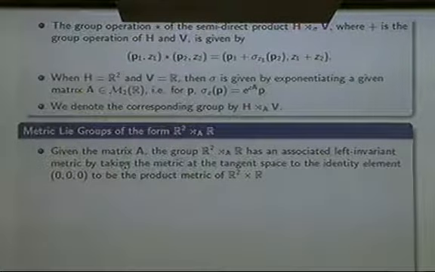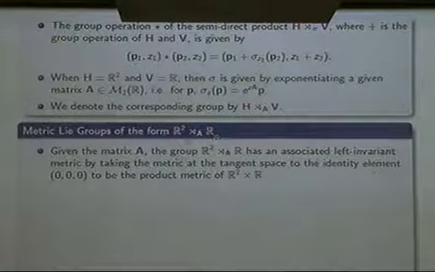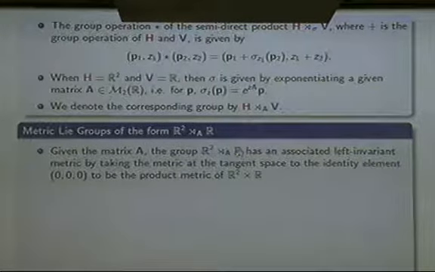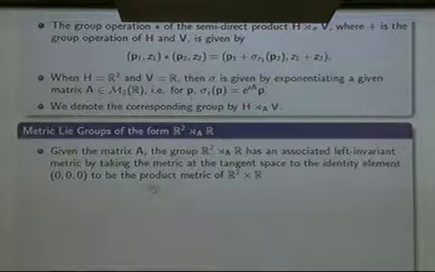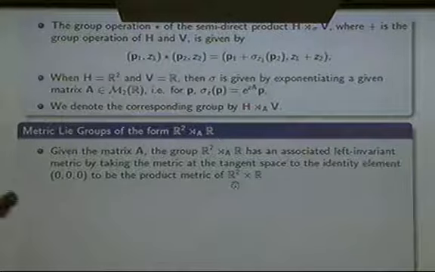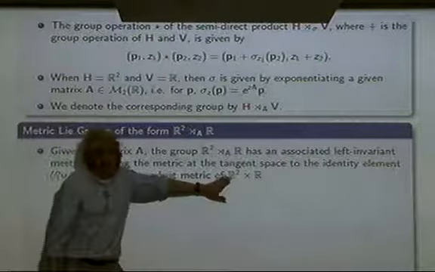So, I should say something about how you get a metric on the Lie group. We have this sort of cross product, the semi-direct product given by A. The metric on here is we want to take an inner product at the identity element, and so we just take the usual inner product here.